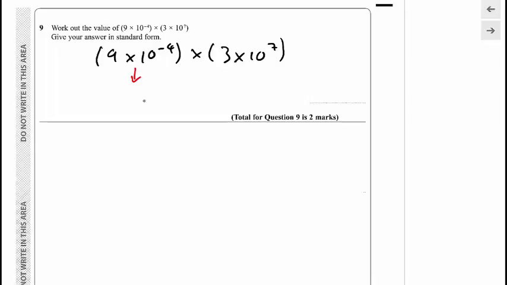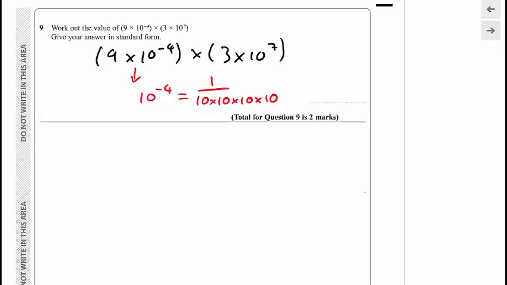So what does 10 to the minus 4 mean? Well, remember our laws of indices. When we have a negative power, we just do 1 over 10 and we make the power positive again, so it's 1 over 10 to the 4. What does 10 to the 4 mean? Well, it's just 10 multiplied by itself 4 times. So we've got 10 times 10 times 10 times 10.